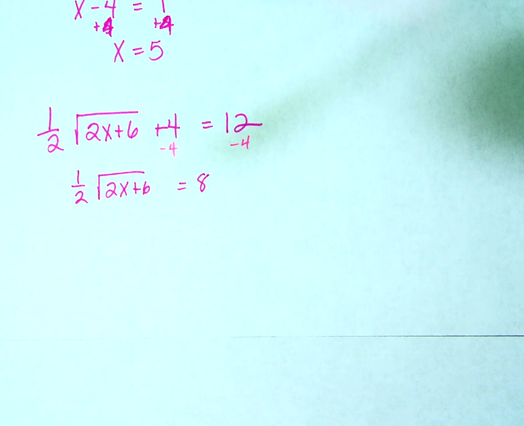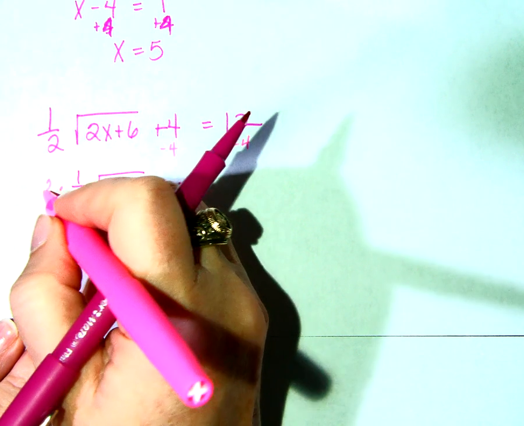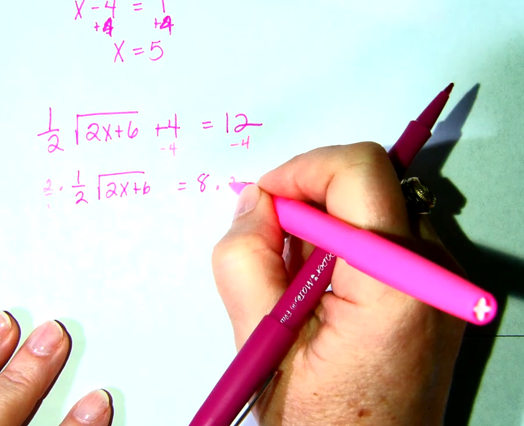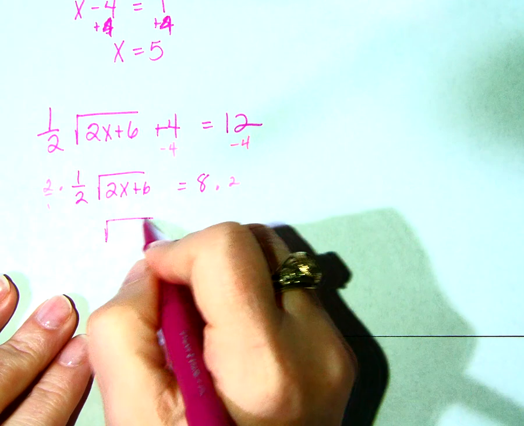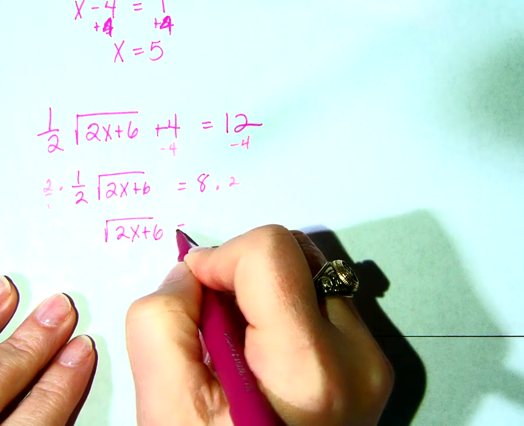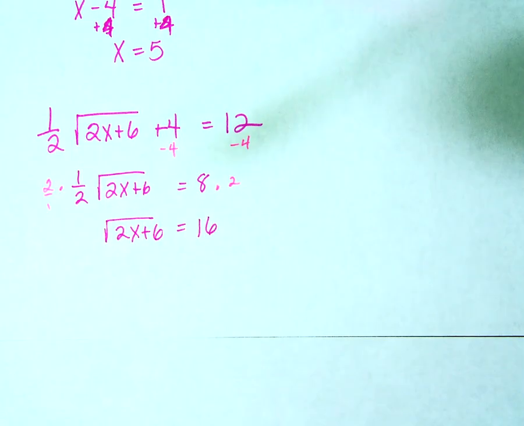And then what? Do we divide by a half? Multiply by what? The reciprocal. So multiplying both sides by 2, right? So then I end up with the square root of 2x plus 6 equals 16.